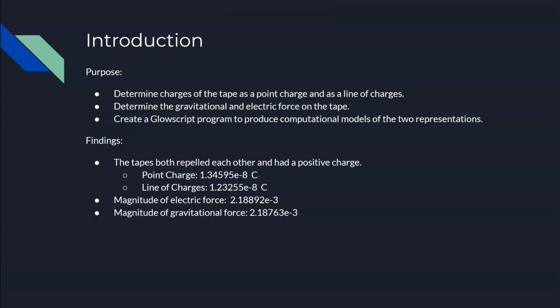What I found was that the tapes both repelled each other and had a positive charge. The charge of the tape as a point charge was found to be 1.35 times 10 to the negative 8 coulombs, and the charge of the tape as a line of charges was found to be 1.23 times 10 to the negative 8 coulombs. I also found the magnitude of electric force to be 2.19 times 10 to the negative 3, and the magnitude of gravitational force to also be 2.19 times 10 to the negative 3.